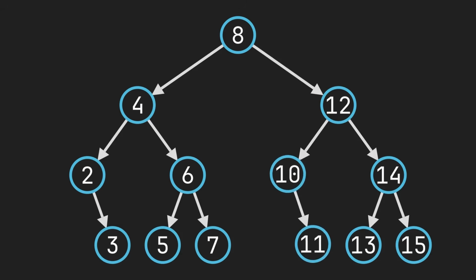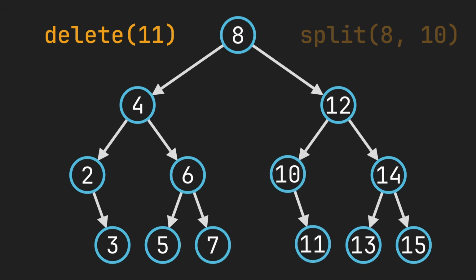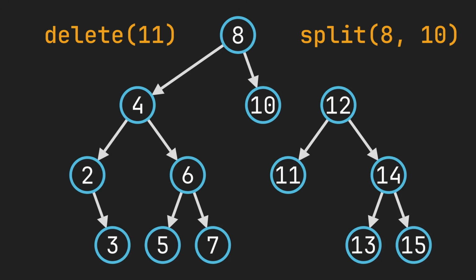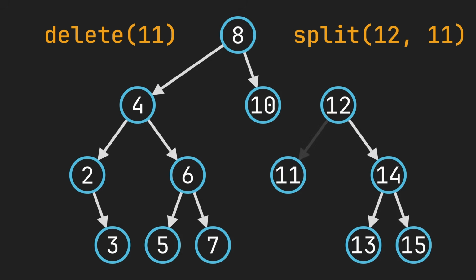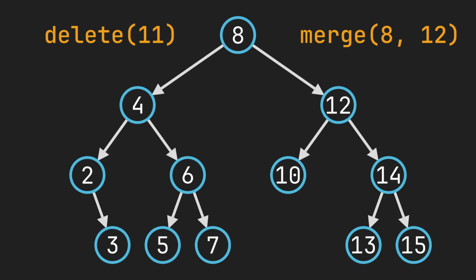How about deletion? Well, we can first split out all the nodes less than the node to be deleted, and then in the right subtree, split out all the nodes greater, and then merge the two subtrees which don't contain the node we want deleted.